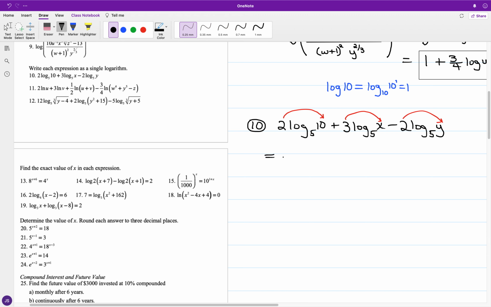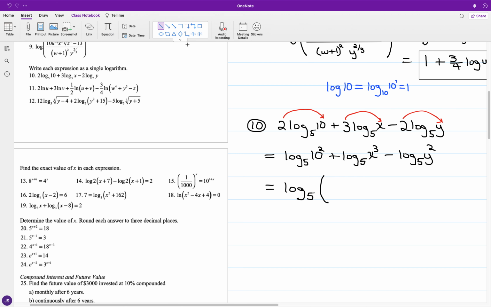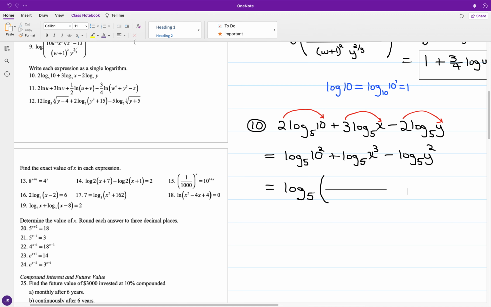So we're going to have at this juncture, we have the base 5 logarithm of 10 to the second, plus the base 5 logarithm of x to the third, minus the base 5 logarithm of y squared. Looking at clustering the attachments into forming a single base 5 logarithmic term, again, addition is going to imply multiplication when consolidating, whereas subtraction is going to imply division.